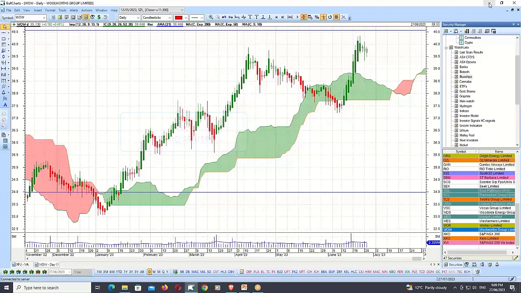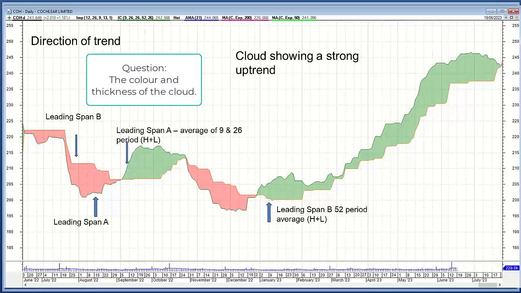Okay. All right. Any other questions anywhere? About the pink and the green, because I normally assume pink, red, downtrend, green, uptrend, and that's not actually the case here, is it? All it means is the span A has crossed the B and vice versa.